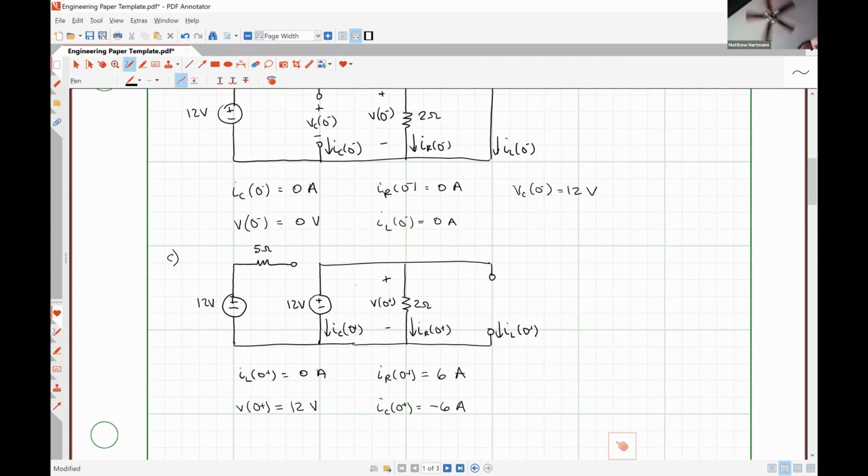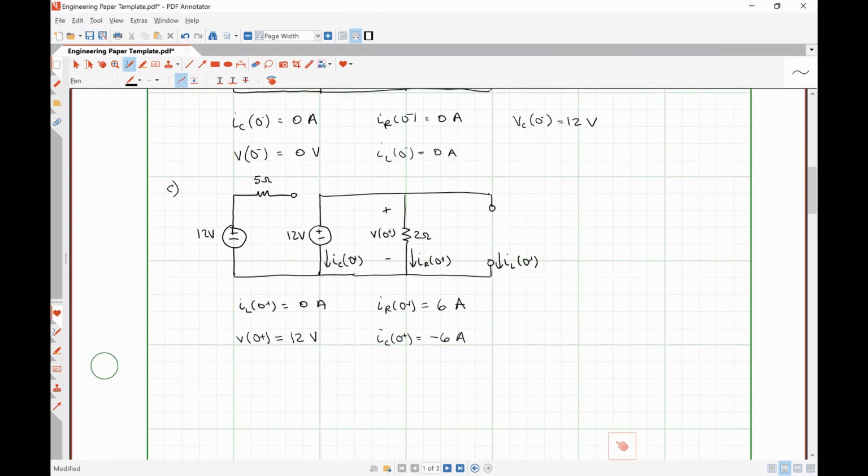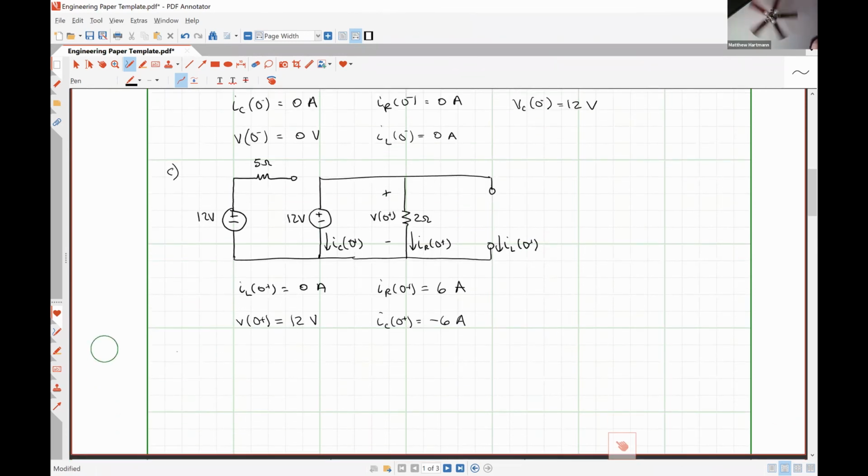So all my circuit analysis looks okay here. Yes, sir. Any questions or anything? Not yet. Okay, great.